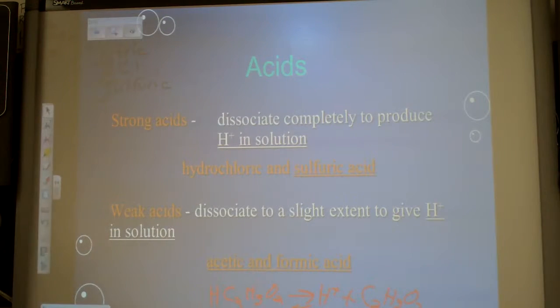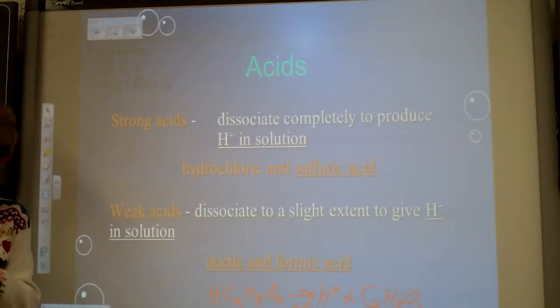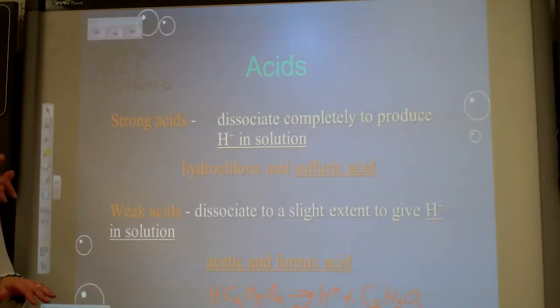Where do you find formic acid? Bees. Why does it sting? It has formic acid. They inject formic acid into you. And acids sting. Okay? Is there like an acid strong enough to go through bone?